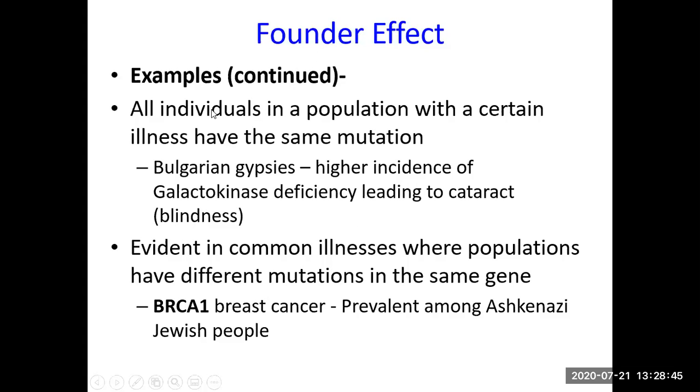Continuing with founder effect, the founding population might end up having a lot of them with the mutation. For example, among Bulgarian gypsies there is a higher incidence of a kind of inborn error of metabolism which causes blindness or cataract. Or take Ashkenazi Jewish people, a very small population that came from another part and settled down, and they show the BRCA breast cancer mutation. BRCA1 makes a woman susceptible to breast cancer, and it is very high in this community. This is all because of genetic drift.